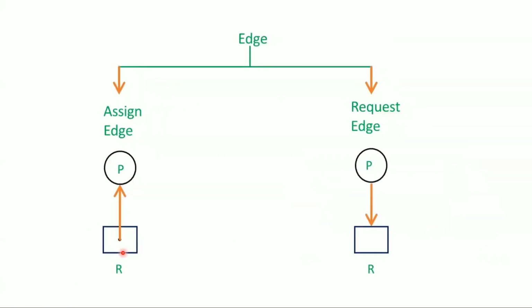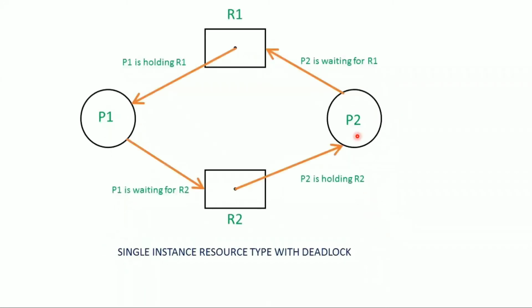Now we will see edges. If the edge is going from the resource to the process, that means the particular resource is assigned to that process. In the other case, if the arrow is going from the process to the resource, that means the process is requesting the resource. For example, this P1 already has R1, so the arrow is from R1 to P1, and P1 is requesting R2, so the arrow is from P1 to R2.